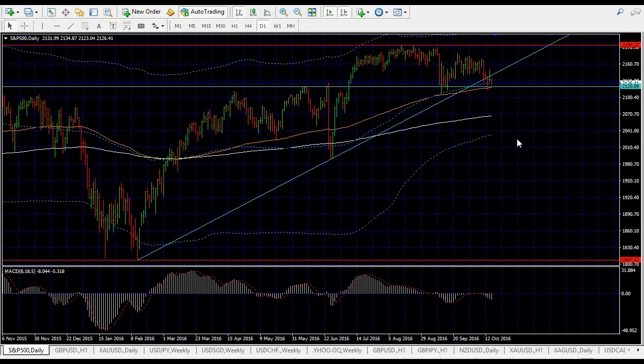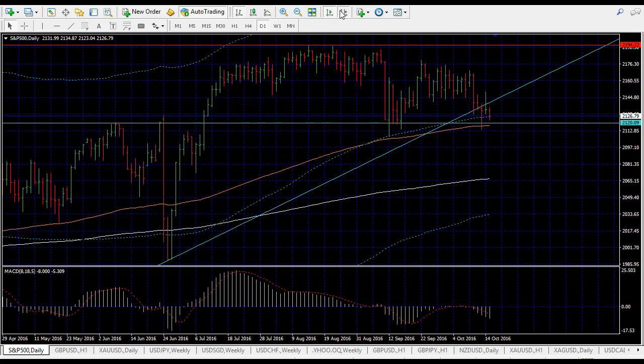Last week we talked about the S&P 500. I've plotted my trend line over here. I also have my horizontal line, which is a support and resistance line. I have my 150 EMA and my Bollinger Band over here as well. I mentioned that this is a very crucial area for the S&P as a whole, and if it breaks through, it is going to mean that the S&P is now heading downwards. So let's look at what happened last week.